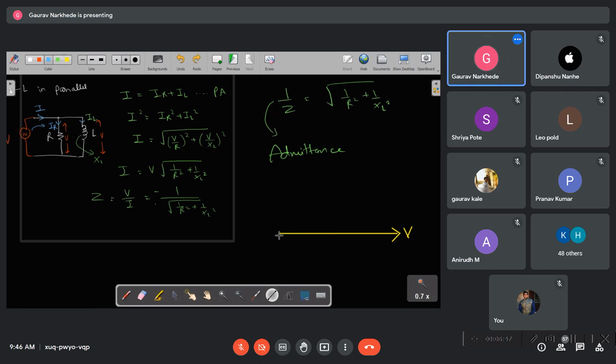IR and V, voltage and current in the resistor, will be in phase. So let us say that this is IR. Do you agree with this diagram? Yes, sir. Okay. What about IL? Now who will say IL?